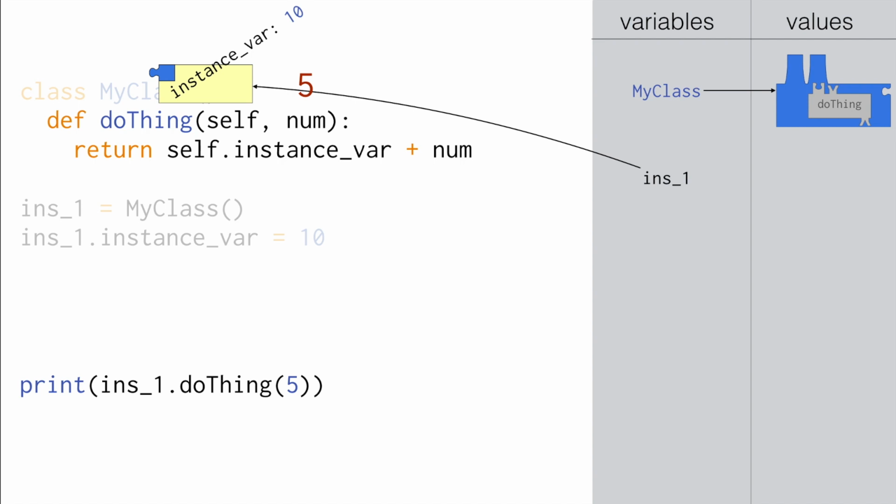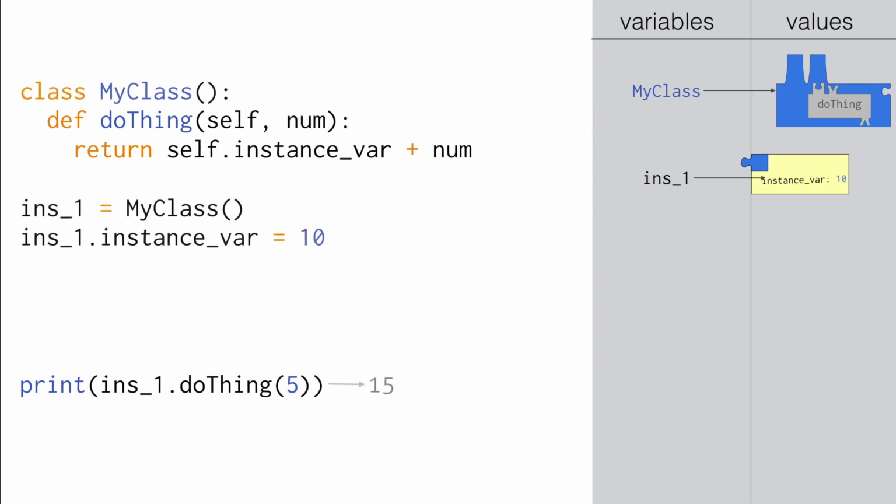And that means that when we call doThing, and if we ask for self.instanceVar, then we get 10. And we add that to num, or 5. And then the value of this call to inst1.doThing when called with 5 is 15.